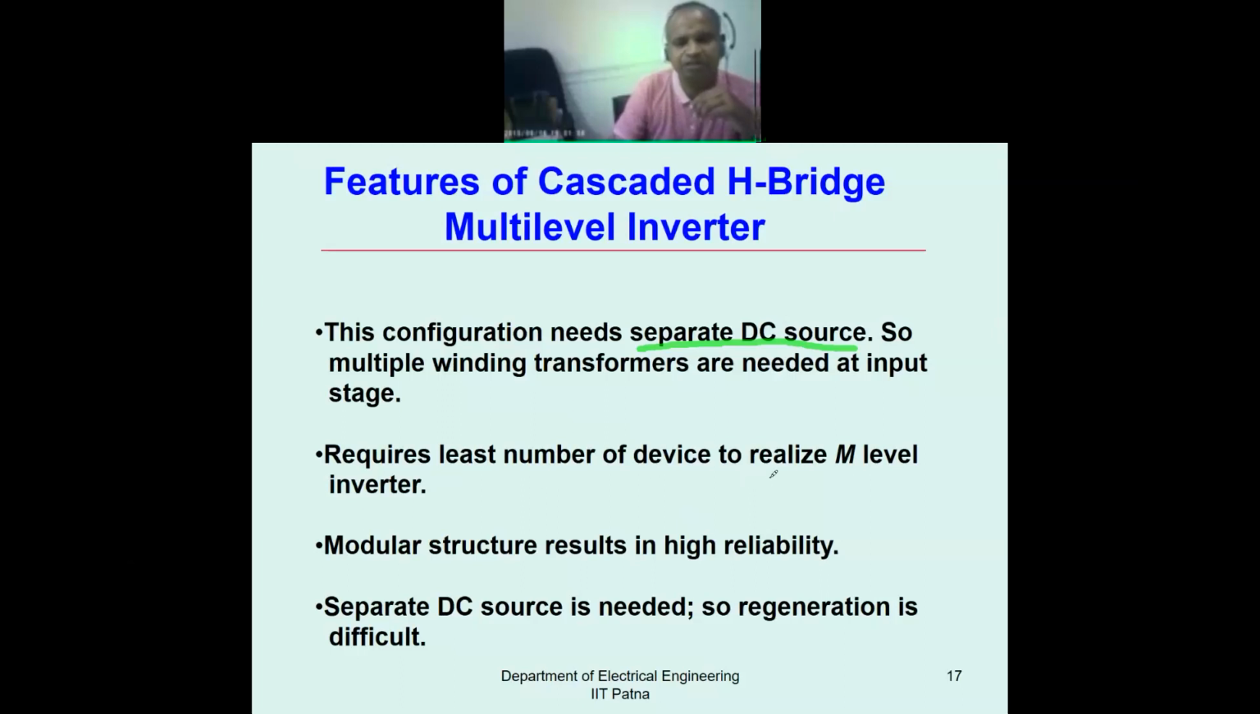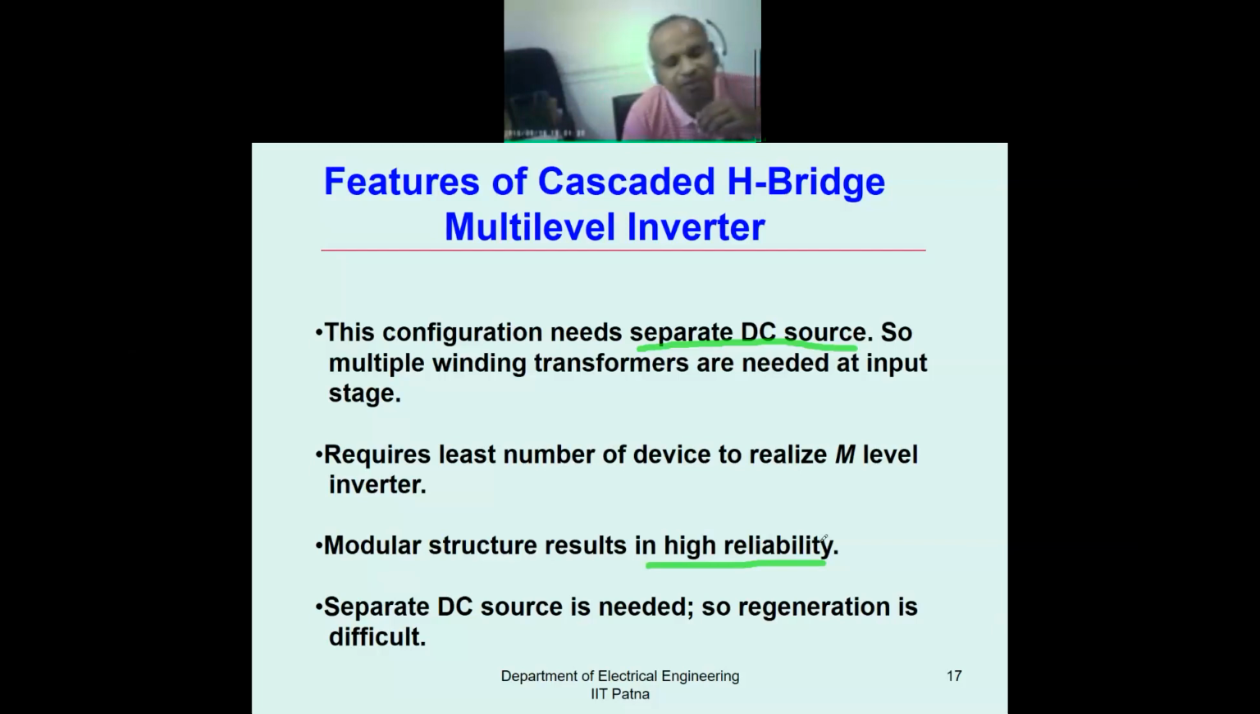It requires fewer devices for an M-level inverter. The modular structure results in high reliability, because as soon as a module is not working, you just remove that full bridge and put in another one. That is what a modular structure means.